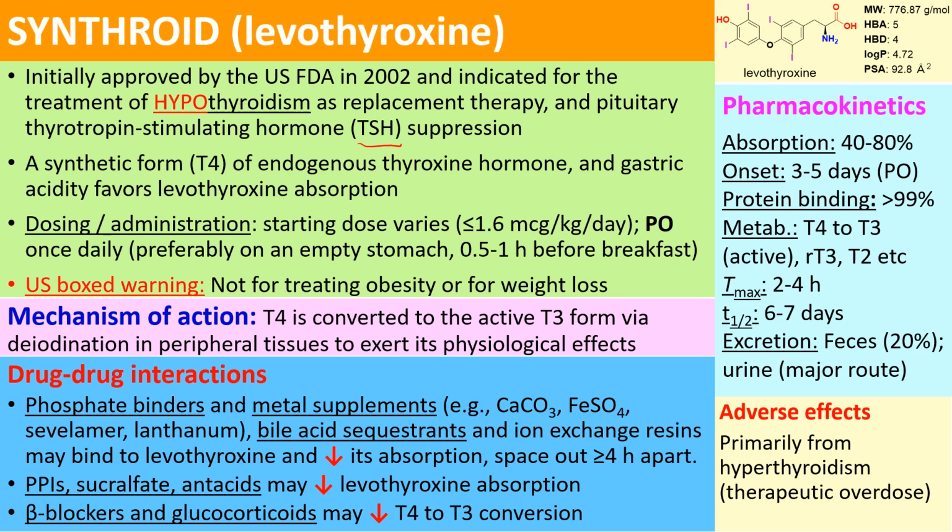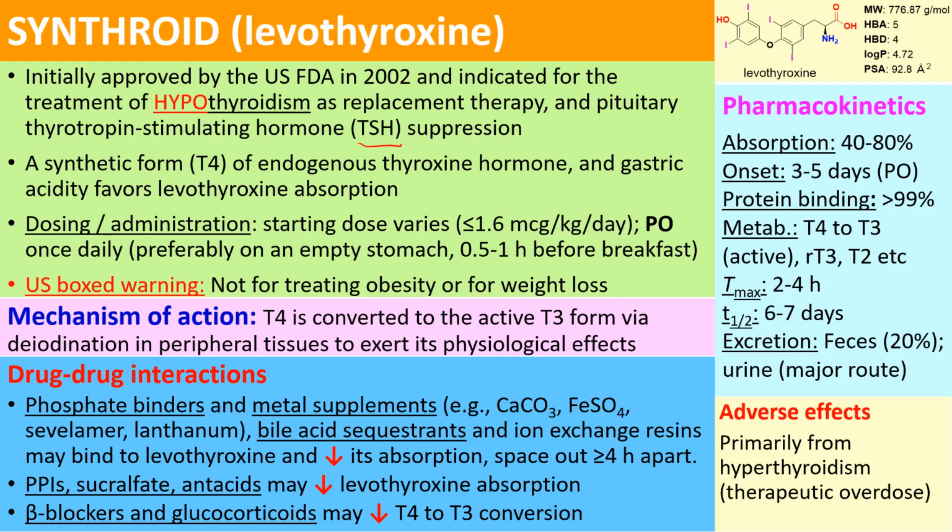The dosing and administration: starting dose varies. For adult starting dosing, it's equal to or less than 1.6 microgram per kilogram per day, and then titrate the dose accordingly. This medication is taken orally once daily, preferably on an empty stomach, 30 minutes to 1 hour before breakfast. This medication carries a US boxed warning: not for the treatment of obesity or for weight loss.